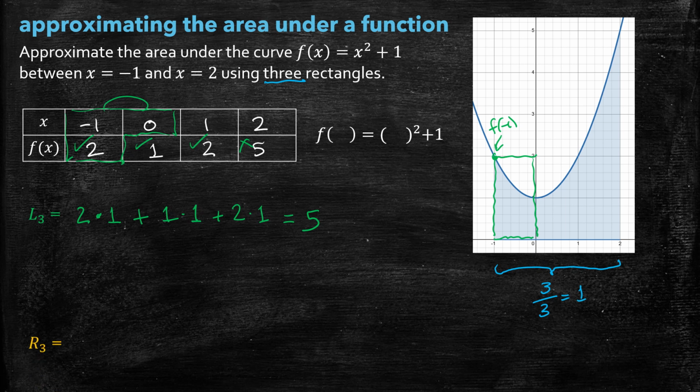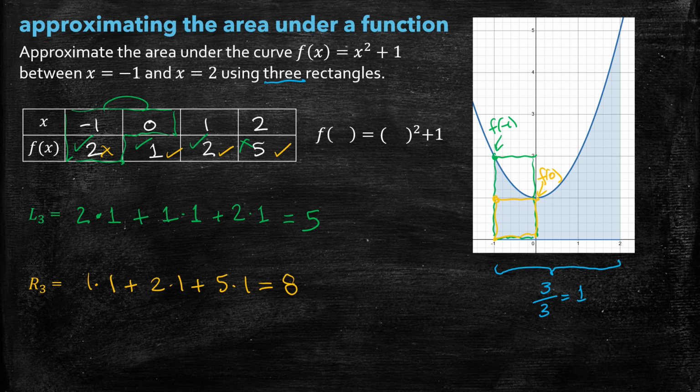And then we repeat for the right hand one. Let's just do that very first rectangle. The height of the first one is obviously f of 0. So we don't use this, we use this. So it's 1 times 1. We use that value, 2 times 1, and we use that, 5 times 1, and that comes out to be 8.